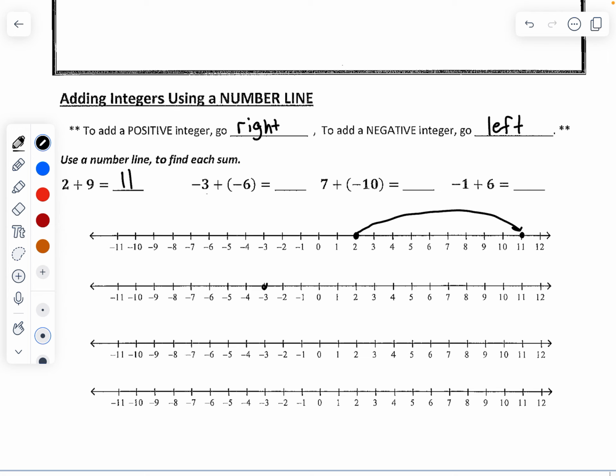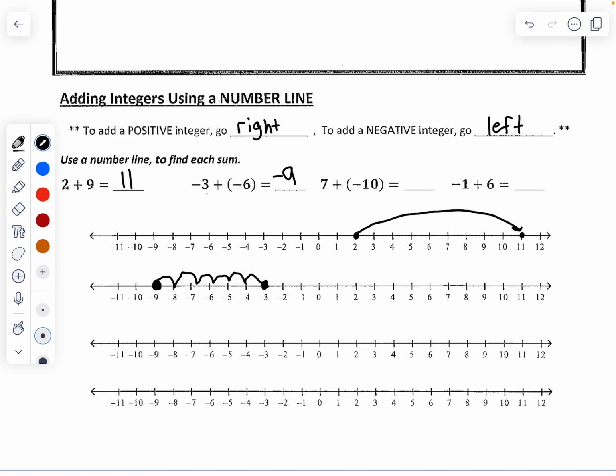Same thing occurs on this next one. We would start at negative 3, and then we add negative 6. So we're adding a negative integer, so we'd go left 6 times. 1, 2, 3, 4, 5, 6. Here at negative 9. So that would be negative 9.